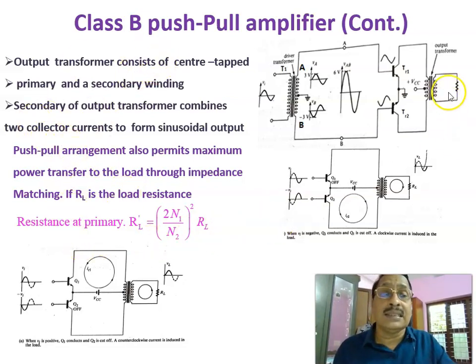The resistance RL connected to the load will be reflected on the primary side by the equation RL dash equals (N1 by N2) whole square times RL. But here N1 is a center tap, so the resistance coming from the total primary is 2N1. Hence it is (2N1 by N2) whole square times RL. That is the resistance at the primary side.